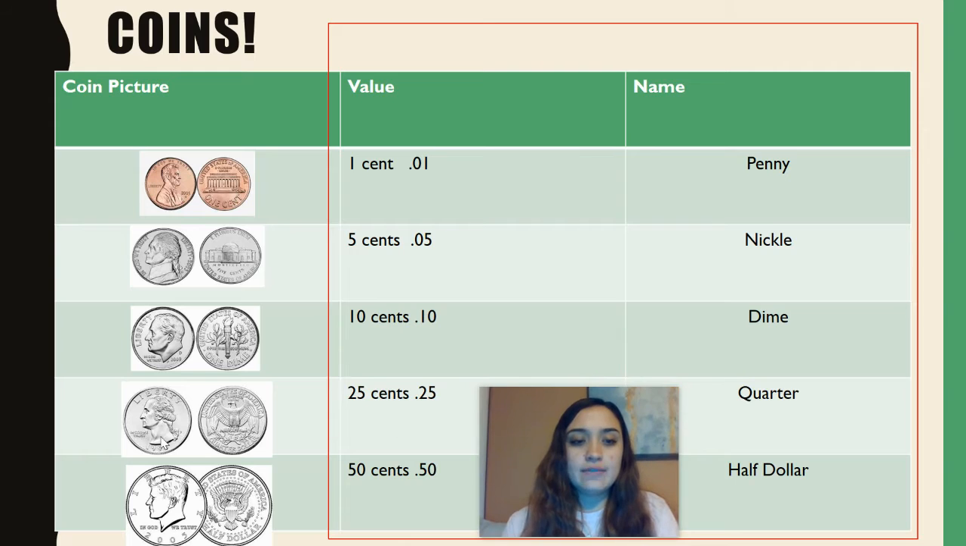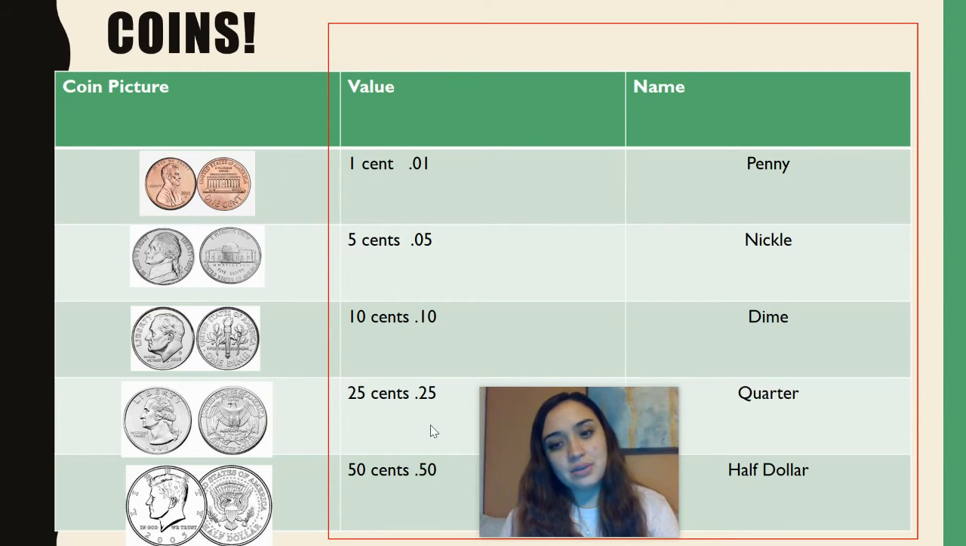All right, the next one we have is the quarter. The quarter looks like this. It is worth 25 cents, right? You guys always have quarters to use at the cafeteria, or maybe you did last year, to buy your snacks, ice creams, things like that. So those are worth 25 cents, and that's written 0.25. And we call this a quarter, quarter of a dollar, right?